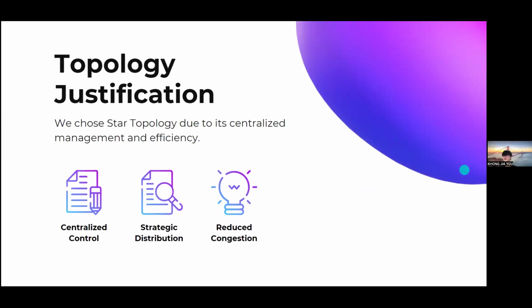So we chose star topology due to its centralized management and efficiency. By placing the main switch and router in the server room on the first floor, we provide centralized control and management of connectivity across the company. By distributing 6 additional switches strategically throughout various areas, each section can be managed efficiently. This distribution helps reduce network congestion and minimize latency, ensuring optimal performance and connectivity throughout the organization. Next.